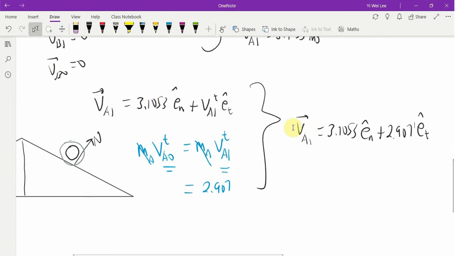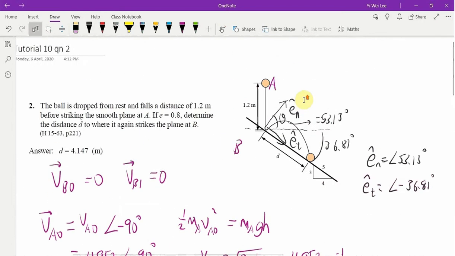That's how I find the final velocity of A after collision. Now, of course, in this question, they ask you to find the distance where it strikes plane B again. So after you find the velocity of A after collision, you can use the Cartesian coordinate method to find what is the distance D. This one I leave to you to calculate.